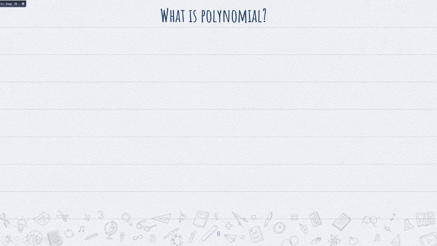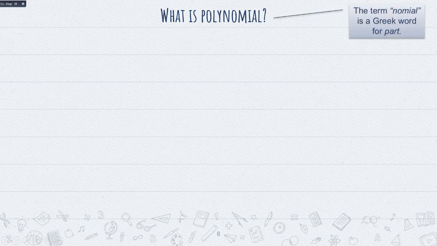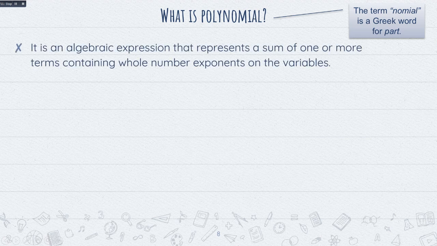What is a polynomial? To identify that, poly means many, while nomial comes from the Greek word meaning part. A polynomial is an algebraic expression that represents a sum of one or more terms containing whole number exponents on the variables. To easily identify that, the exponent should always be a whole number.